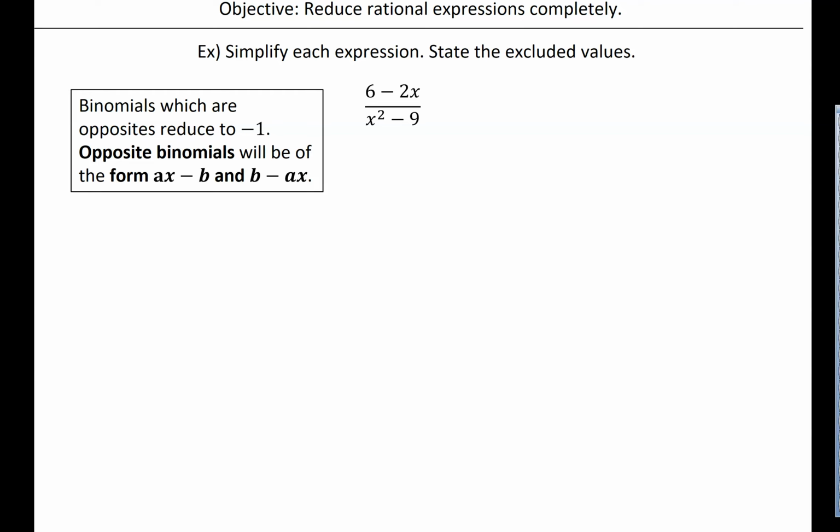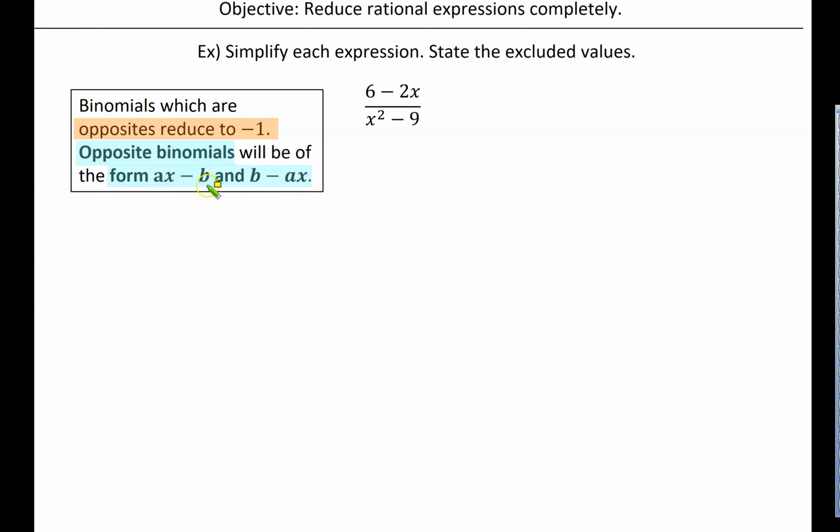All right, and a third example. In this example, we're going to introduce the topic and concept of binomials that are opposites of each other. And opposites, just like in numbers, if you have two opposite numbers like 3 over negative 3 or negative 2 over positive 2, those will reduce to negative 1.